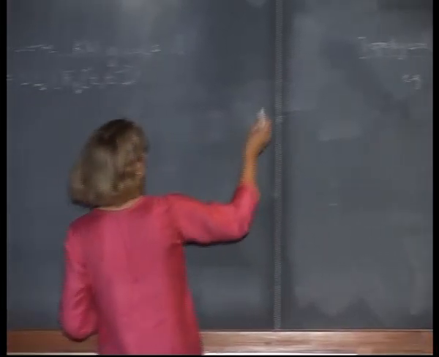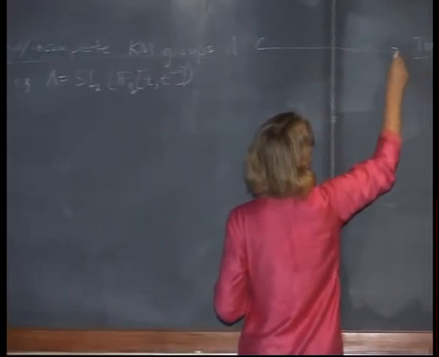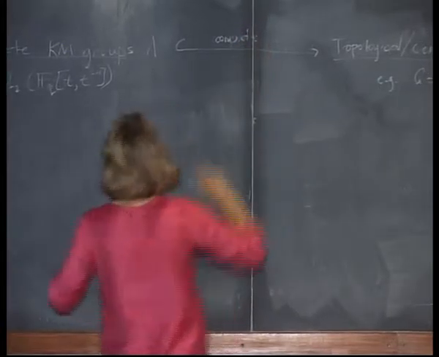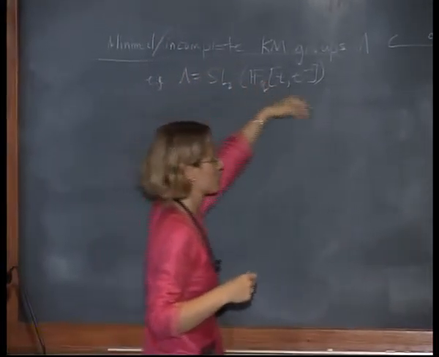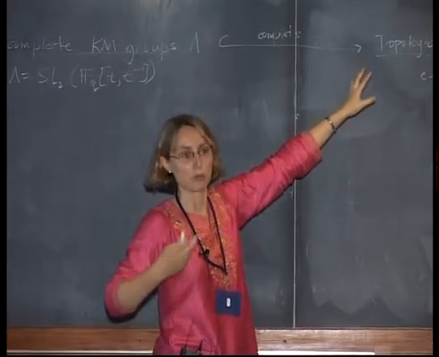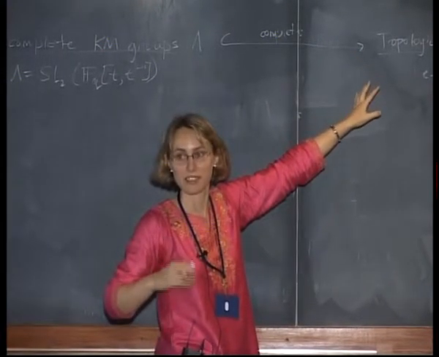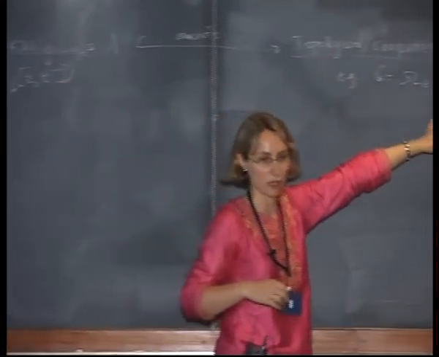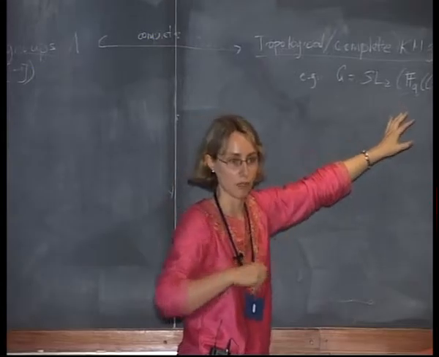They're obtained by completing the minimal or incomplete group with respect to some topology that I'm not going to tell you about. But it comes from a group action on a tree, and I can tell you the details. So you start with this group, you complete it, and you get this group. And the original group embeds in the completion. Yes?